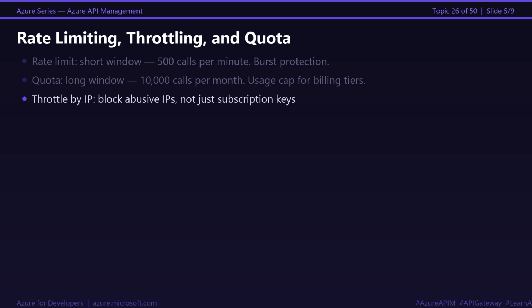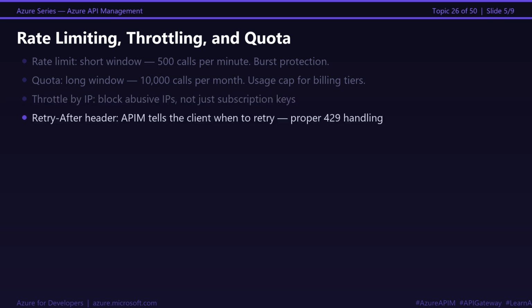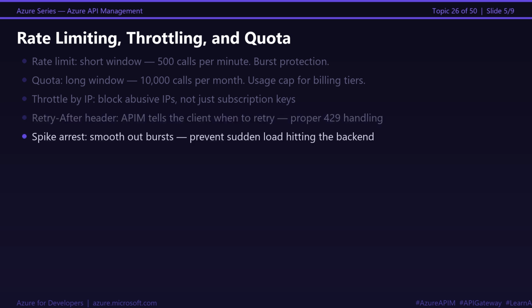Spike arrest is different from both. It smooths out sudden bursts before they hit the backend. If your backend comfortably handles 100 requests per second, spike arrest caps the inflow at 100 per second regardless of how many clients send. Excess requests are queued briefly or rejected gracefully. The backend never sees the spike. This one policy has saved many production backends from viral traffic events.